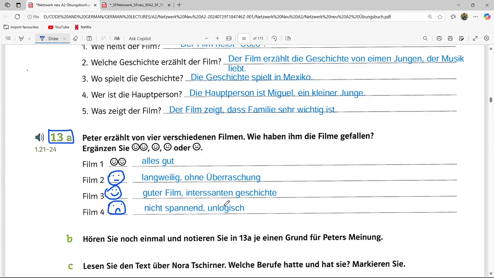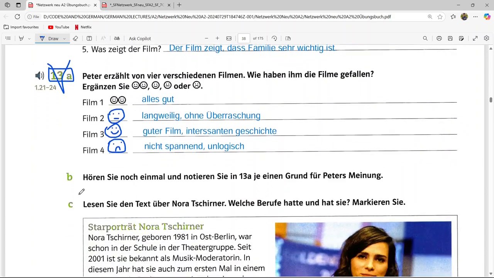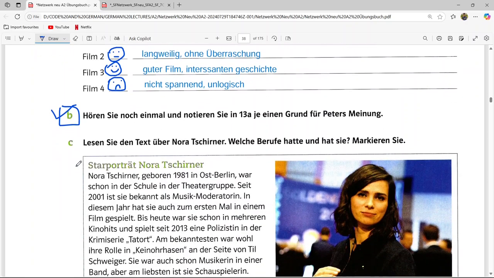Okay, so we also completed this one. Why? Because the first question was about filling the emojis, and the second question about listening again and writing the reasons. So we did them simultaneously. Next one.